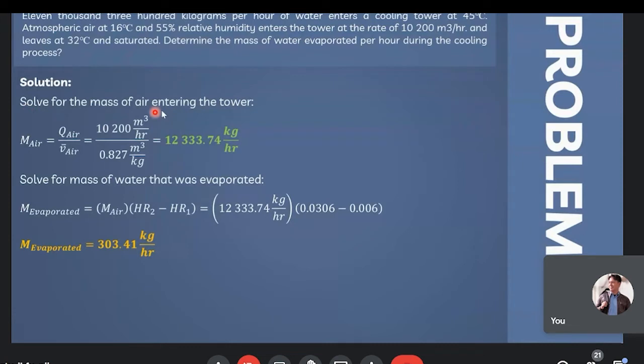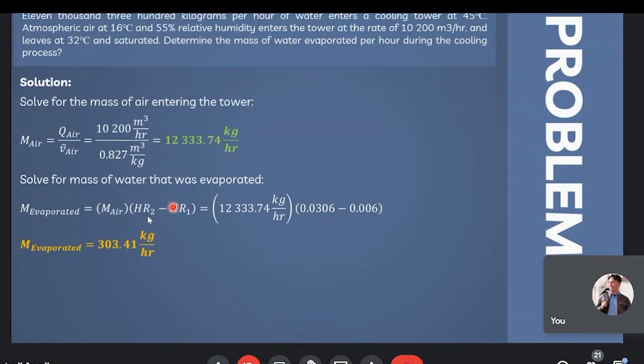So for the mass of air entering the tower, we have mass of air is equal to the capacity of air divided by the specific volume of air. So 10,200 cubic meters per hour divided by 0.827 cubic meters per kilogram. So cancel yung cubic meter natin. So yung mass flow rate ng air is 12,337 kilograms per hour.